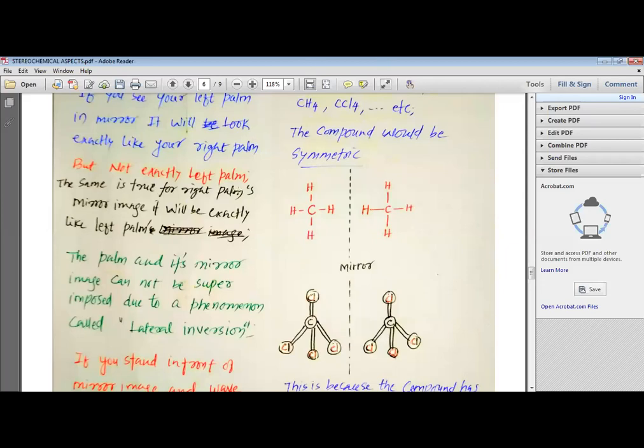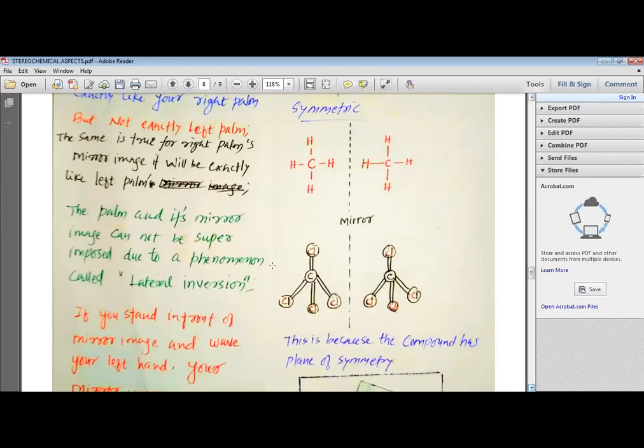But not exactly like the left palm. The same is true for the right palm's mirror image. The right palm's mirror image will look like the left palm, but not exactly like the right palm. The palm and its mirror image cannot be superimposed due to the phenomenon called lateral inversion.